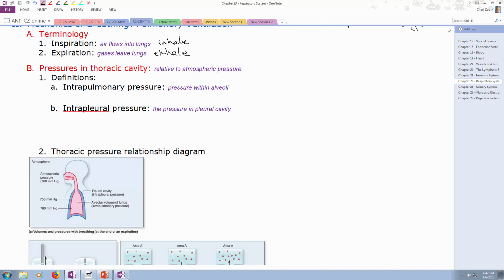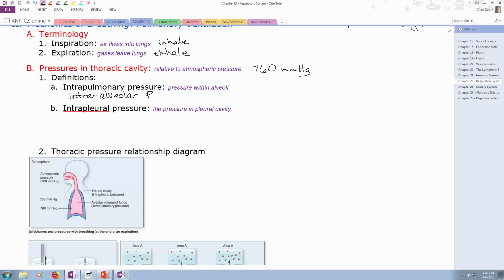Let's go through a little bit of the pressure talk here, and then we'll go into our diagrams down below. Atmospheric pressure, that is at sea level, that's 760 millimeters of mercury. Now, let's talk about intrapulmonary pressure, which is pressure within the alveoli, also known as intra-alveolar pressure. So intrapulmonary, inside the lungs, also inside the alveolar pressure, alveoli.